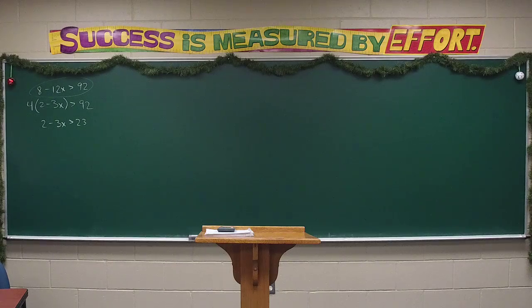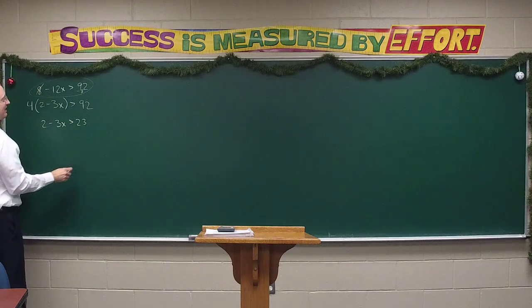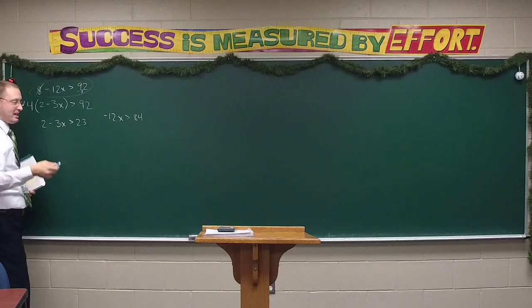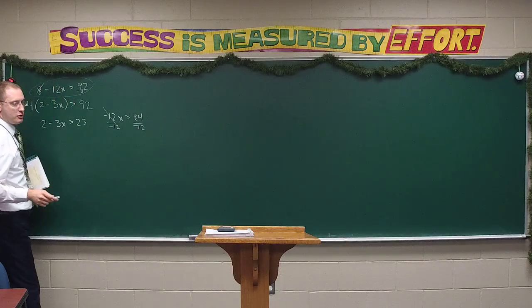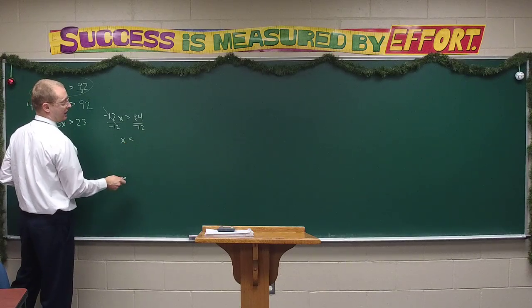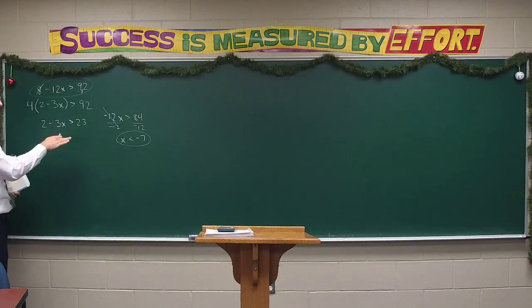Then what, Brandon? Subtract the 8 away to get 84. So you have negative 12x is greater than 84. And then, Maddie, divide. Anytime we divide by a negative, class, we have to switch the inequality around. So instead of greater than it becomes less than, x is less than negative 7. But we generally leave our answers not as inequalities, but as intervals.